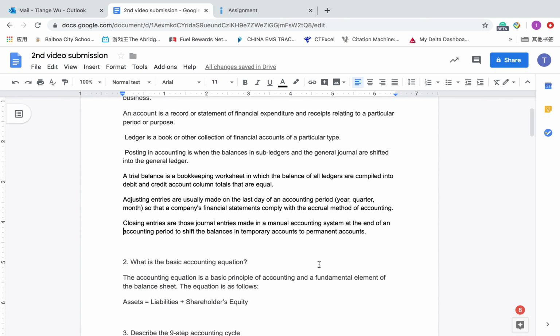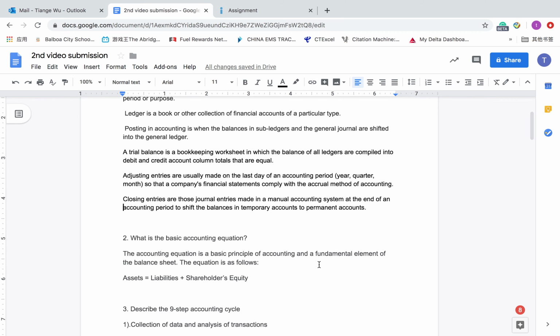For the second question, the accounting equation is a basic principle of accounting and the fundamental element of the balance sheet. The equation is as follows: assets equal liabilities plus the shareholders' equity.